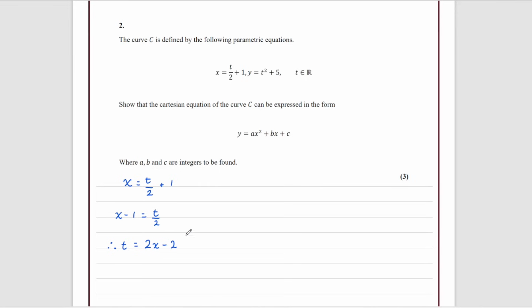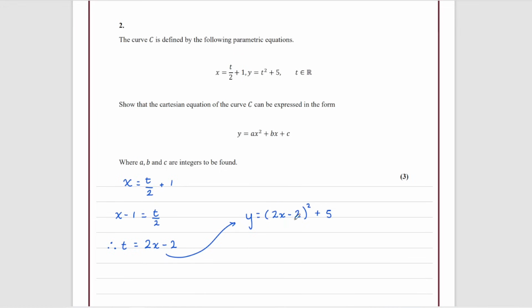Now what we're going to do here is substitute that into this equation here. So y is equal to t squared plus 5. Well, if t is equal to 2x minus 2, we can now substitute that into this equation. So from here, we get y is equal to 2x minus 2 all squared plus 5.